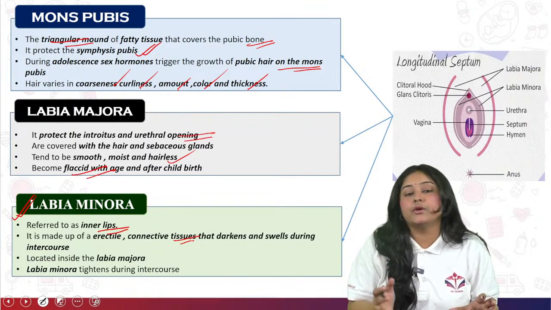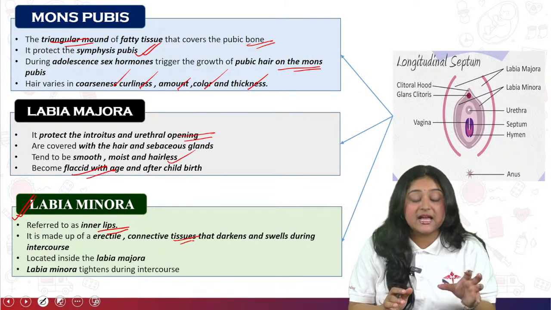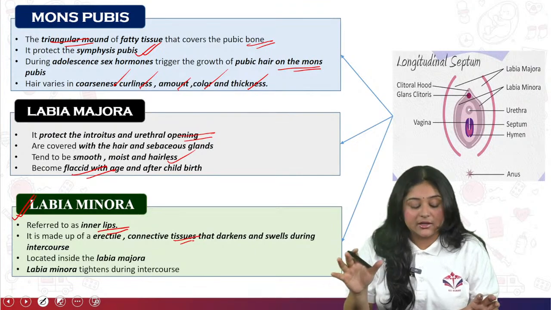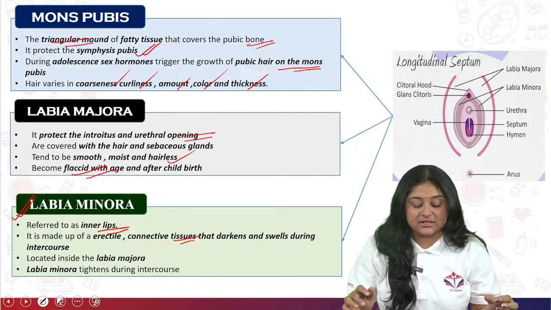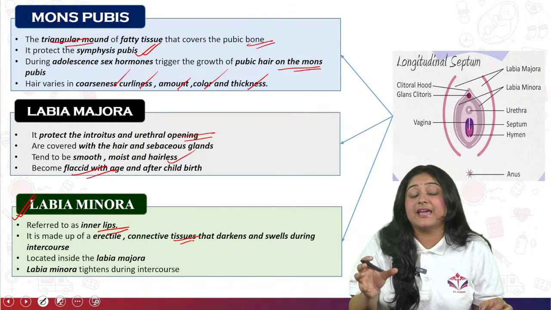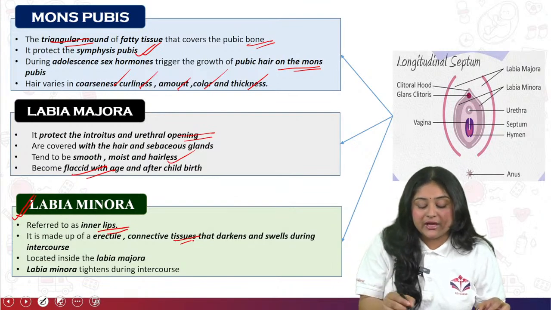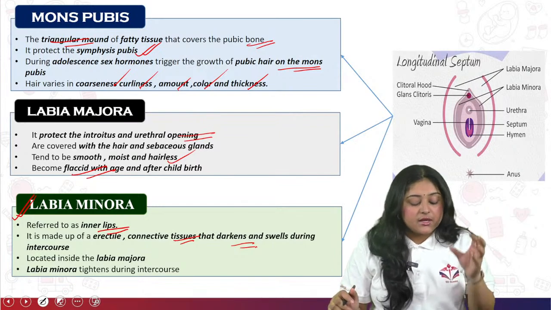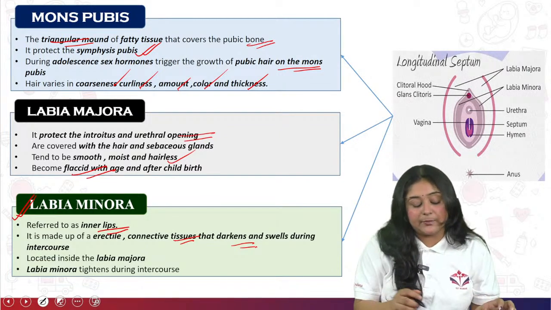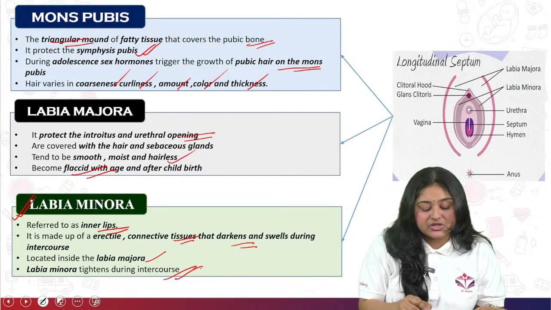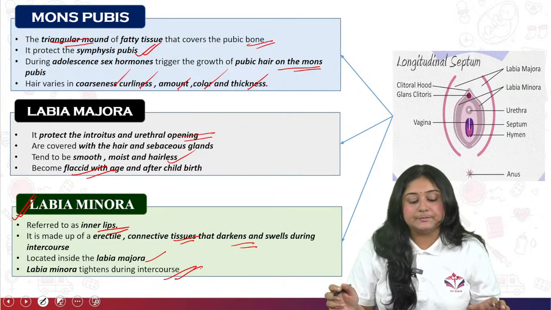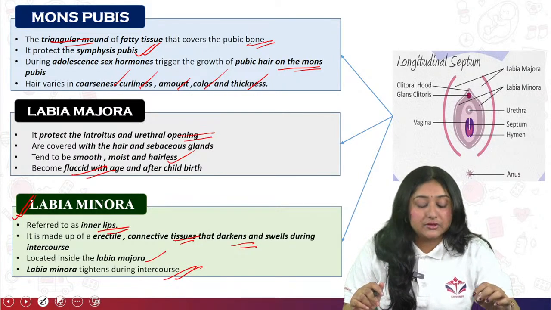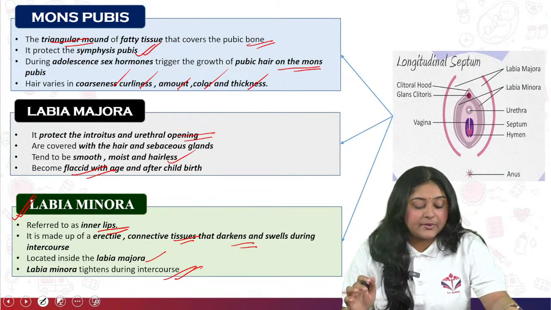So while they are going for sexual intercourse, at that time the connective tissue of that particular area becomes erected. Okay, and there is also a color change, you can see darkness, which means the pigmentation level is going to change. It is located inside of the labia majora and labia minora, which tightens during intercourse. So this is the brief description regarding the labia minora.